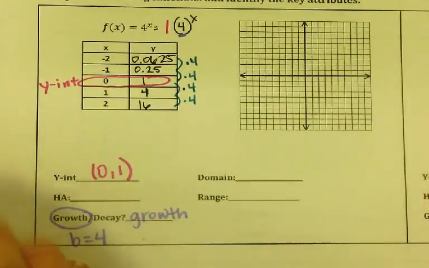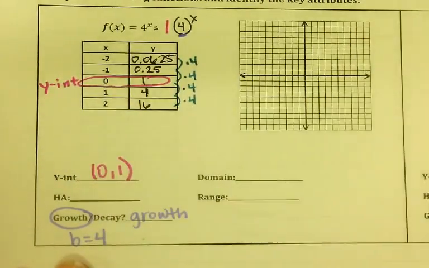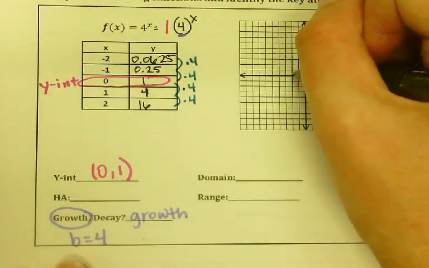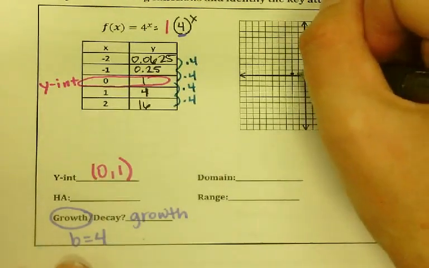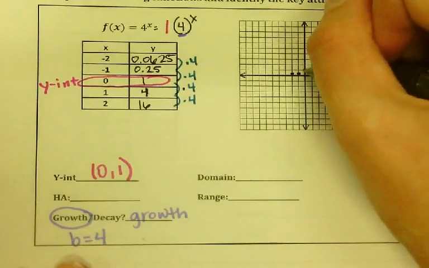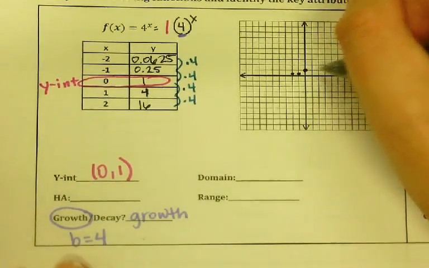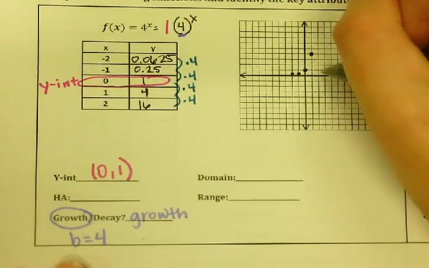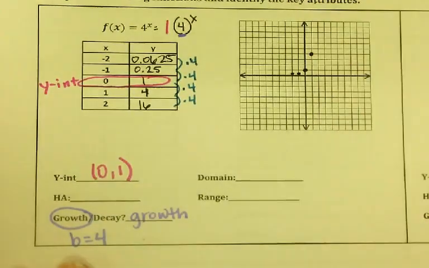And so I'm going to go ahead and plot these points over here. Obviously, 0.0625 is really hard to graph because it's really tiny, so my dots kind of look ridiculous. But then I'm doing (0, 1), (1, 4), (2, oh my gosh, 16). It's going to be way off the graph.